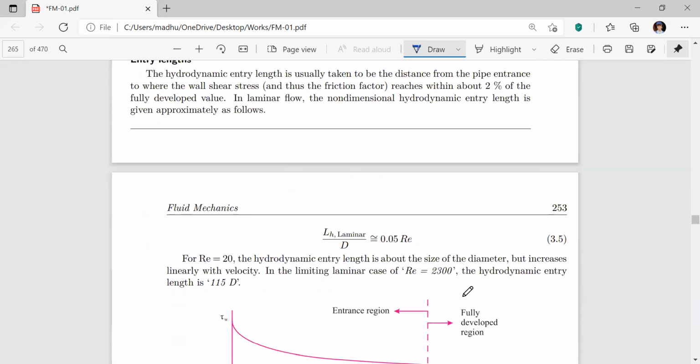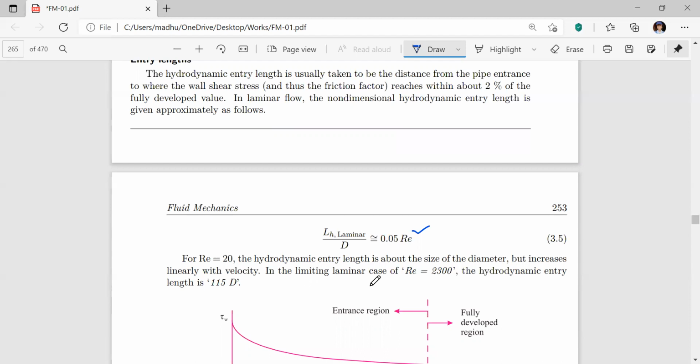Mathematically, the hydrodynamic entry length can be approximated as LH laminar by D equal to 0.05 times the Reynolds number, where if the Reynolds number is 20, the hydrodynamic entry length is about the size of the diameter but increases linearly with velocity.